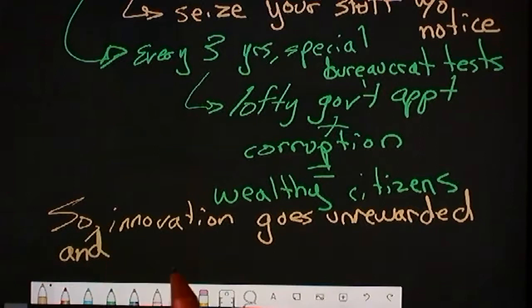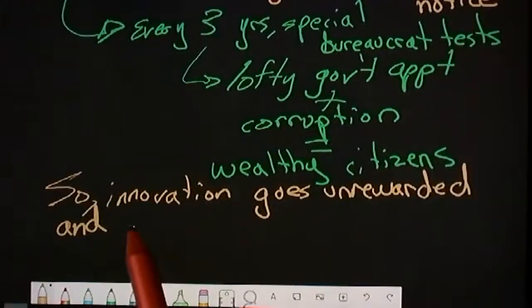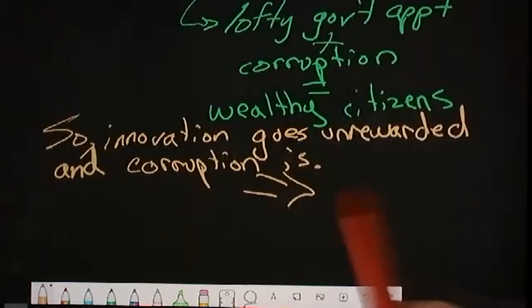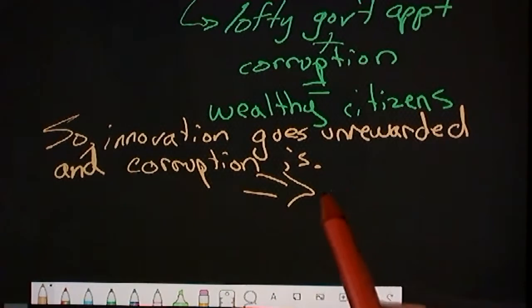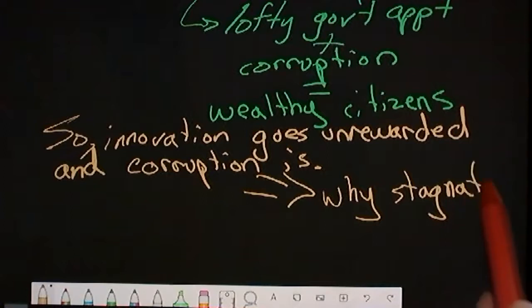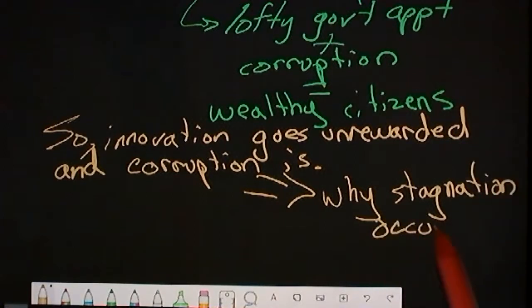And the flow of money, right? The rewards are going to corruption. And this is part of the reason why this Song dynasty did not continue in their great technological and economic development, right? So this is why the stagnation. Right? It's all about incentives. All about incentives.